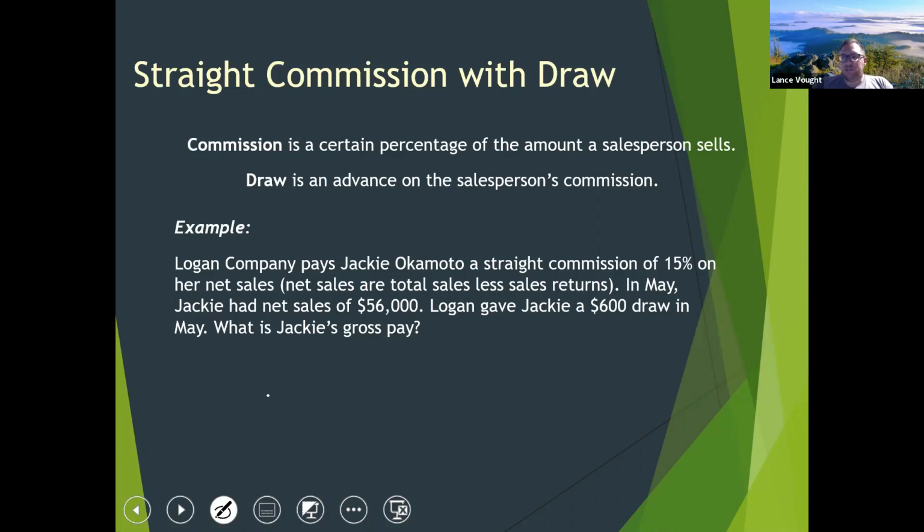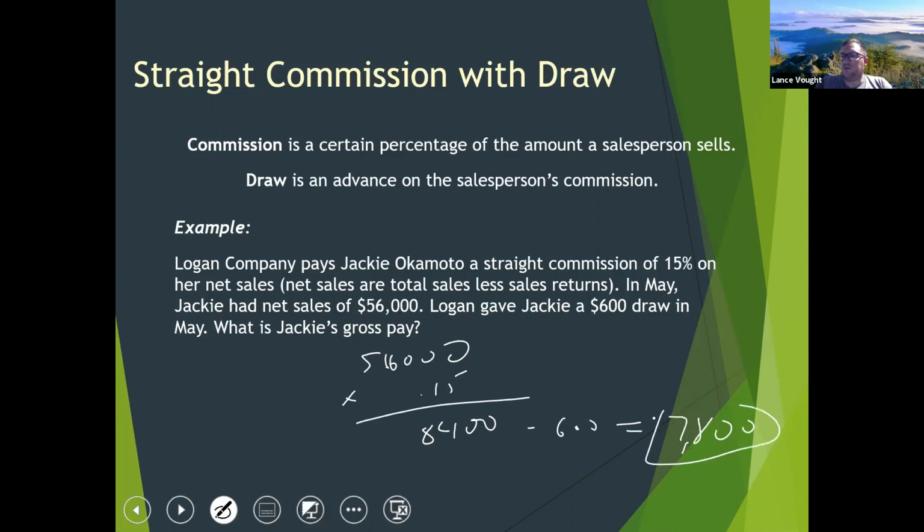So if she sells $56,000 and she receives 15% of that, well, then we just multiply 56,000 times 0.15, and that should give you some answer in the neighborhood of $8,400. If she's already received $600 in a draw, then that means that she will be owed $7,800 in gross pay.